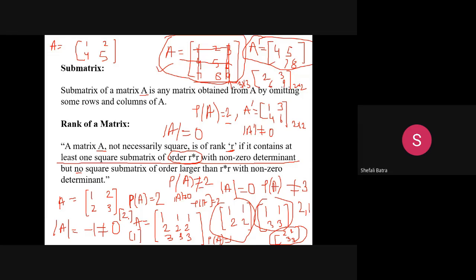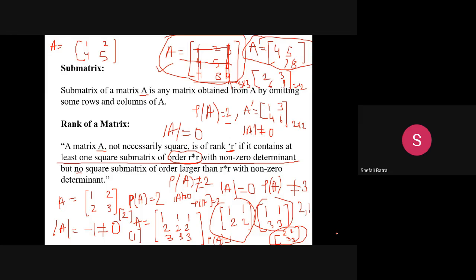Then you have considered lower order: from 3 you come to 2, and make all the 2 cross 2 submatrices. If you are getting determinant of all submatrices of order 2 cross 2 as 0, it means its rank cannot equal 2. So what is left? Rank would be 1, okay, because it is a non-zero matrix.